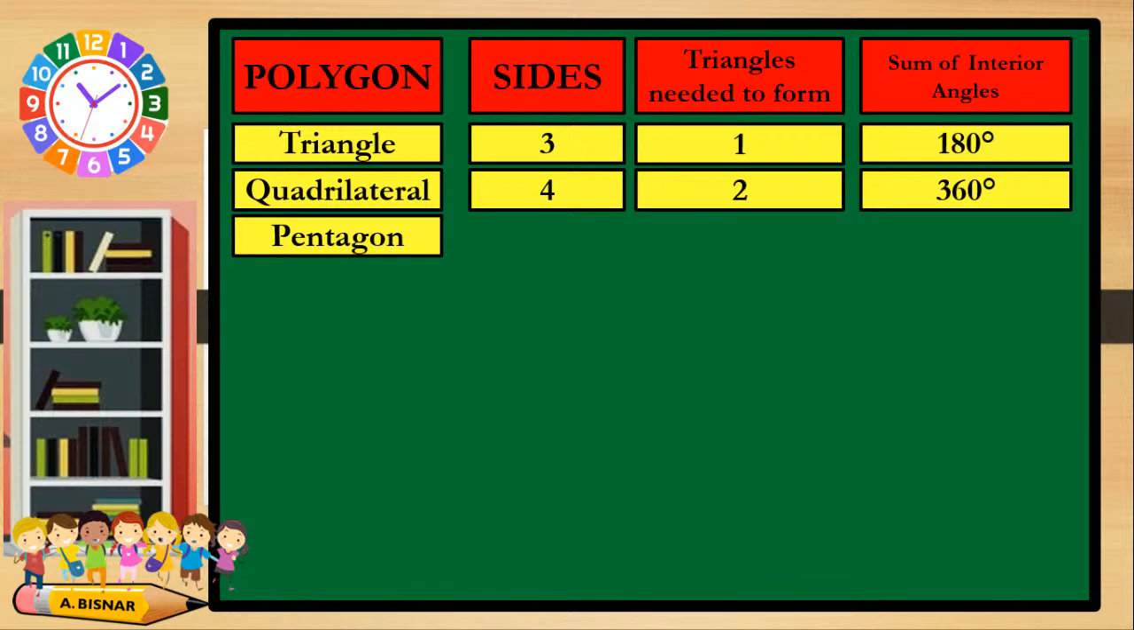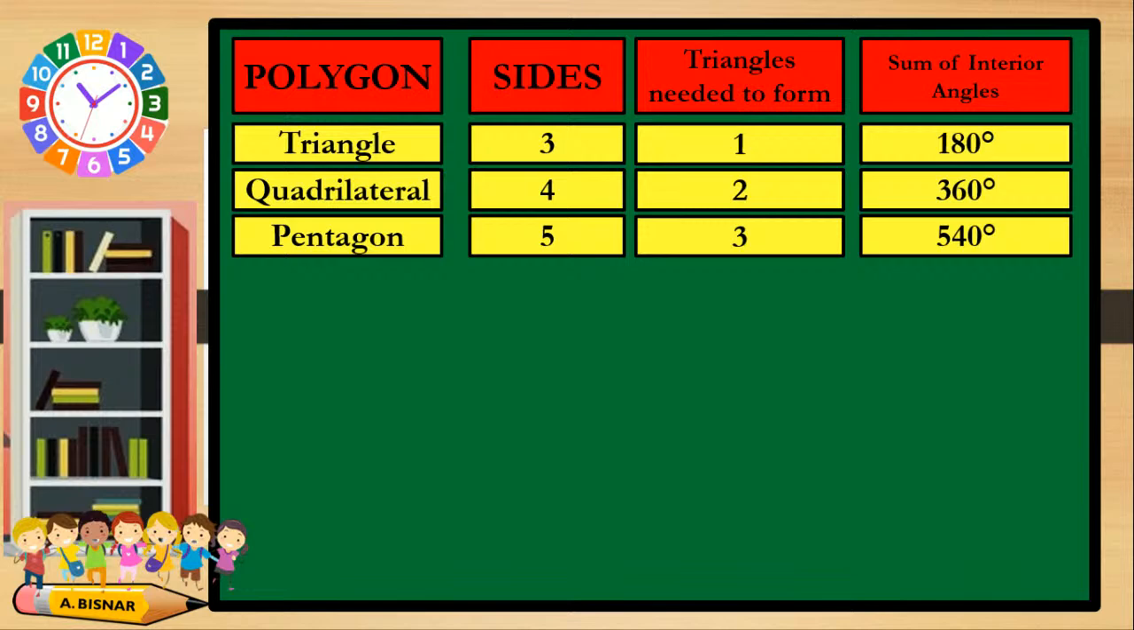Okay, that's correct. Wayne Domingo. It has 5 sides. We need 3 triangles. And the sum is 540 degrees. Very good. Very good yung mga nakikinig.